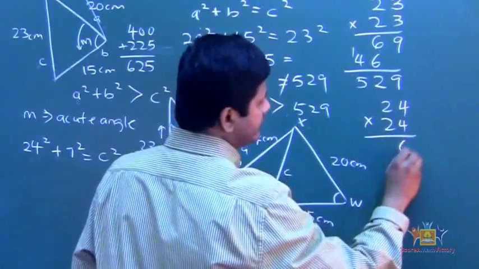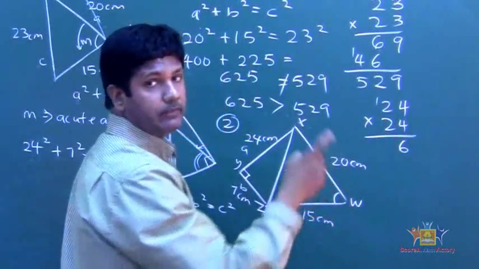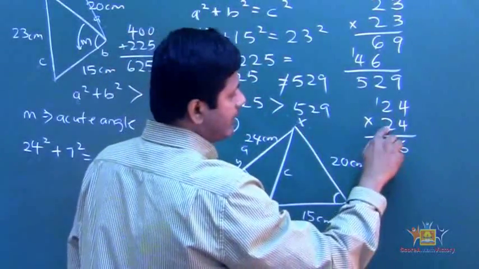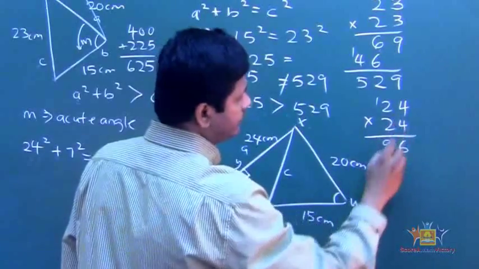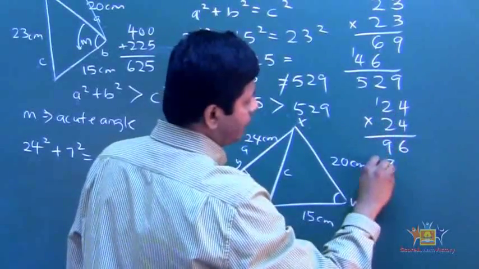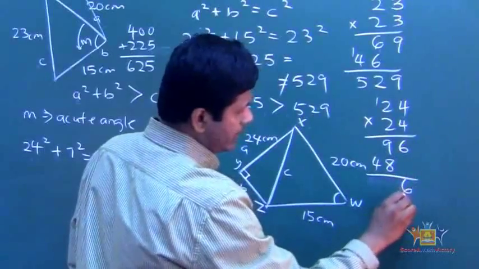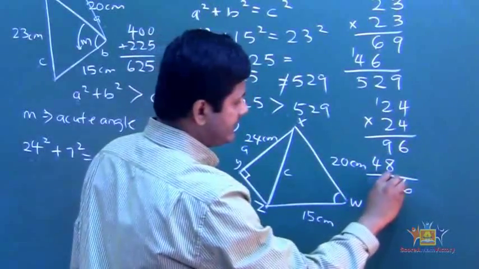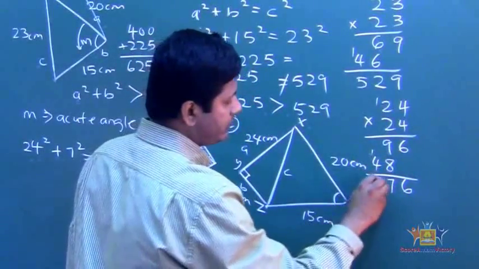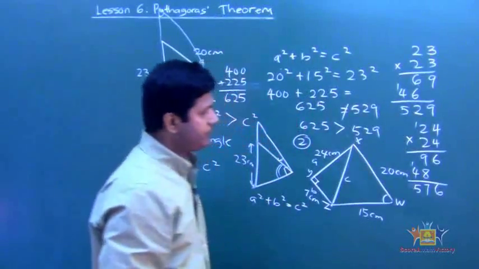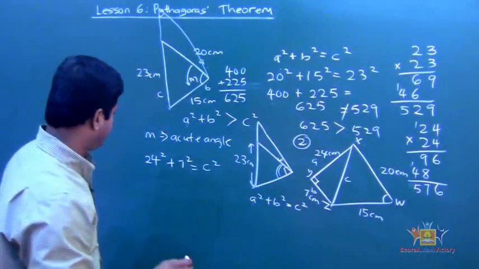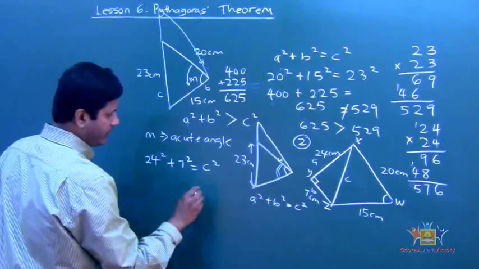4 times 4 is 16, 6 carry 1, 4 times 2 is 8, plus 1 is 9. I'm going to times with 2, I'm going to start right there. 2 times 4 is 8, 2 times 2 is 4. Bring the 6 straight down, 9 plus 8 is 17, 7 carry 1, 1 plus 4 is 5. So that gives me 576.